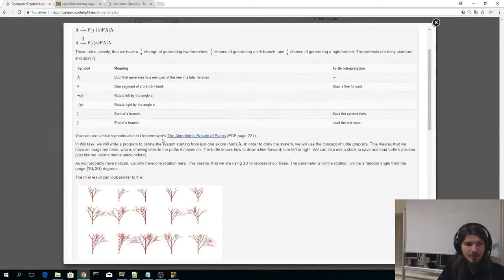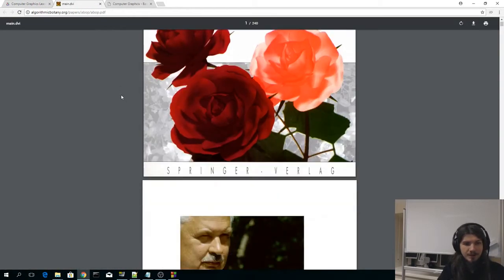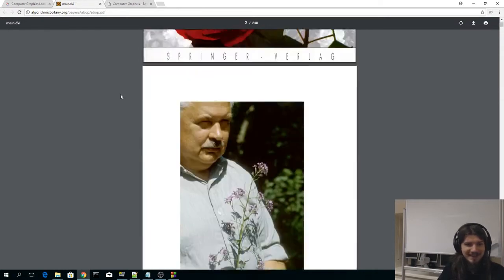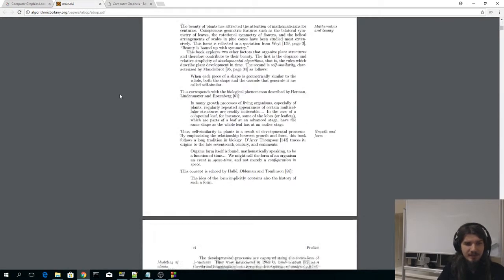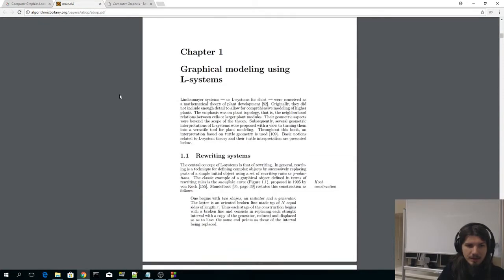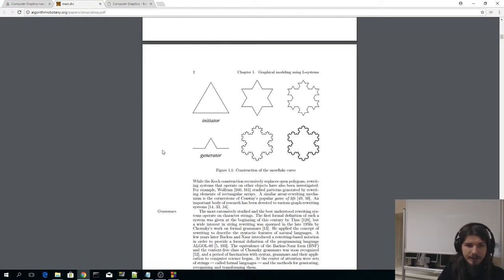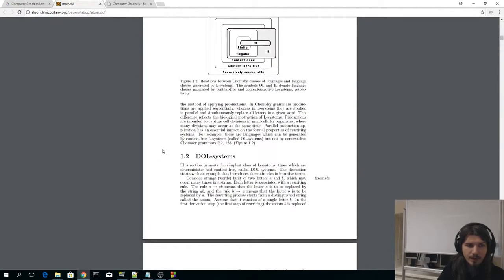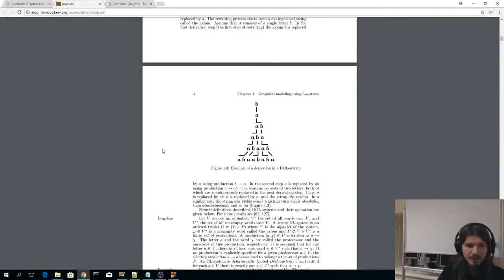So I recommend you to check out Lindenmayer's book, The Algorithmic Beauty of Plants. So lots of plants here. Here he describes some background and the motivation and all sorts of different patterns you can do with formal grammar systems.